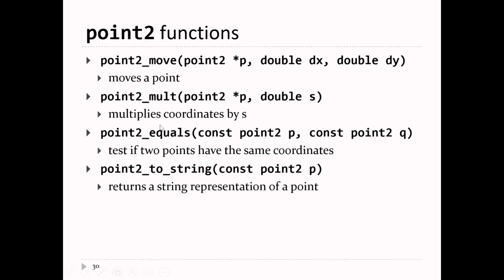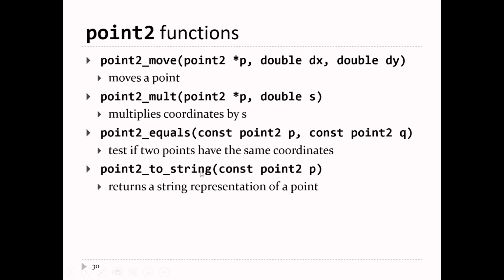Equals: I want to check whether a pair of two points are equal. I can take in two point objects, p and q. Notice that I marked them const in this case. Why did I mark them const? Because equals should not change the coordinates of a point. So if I mark p and q as being const, I will not be able to inadvertently change the coordinates of p and q inside that function.